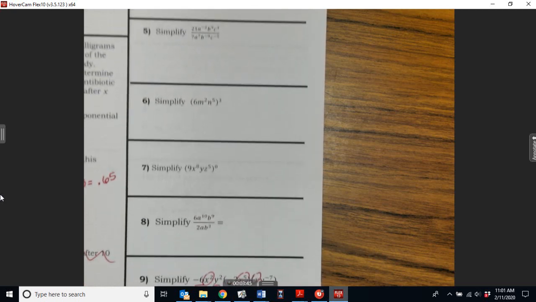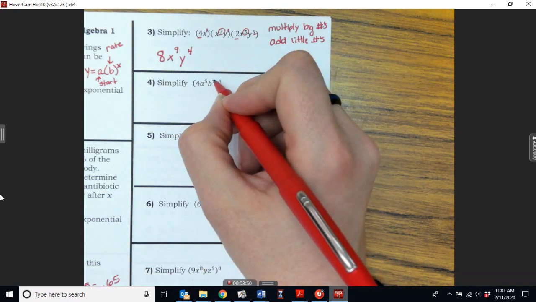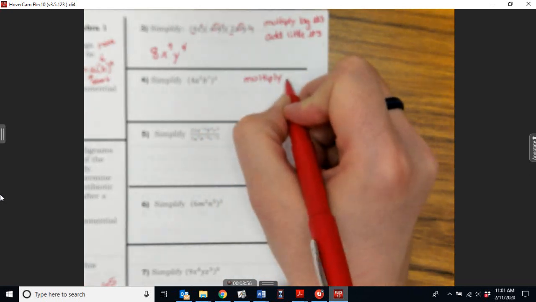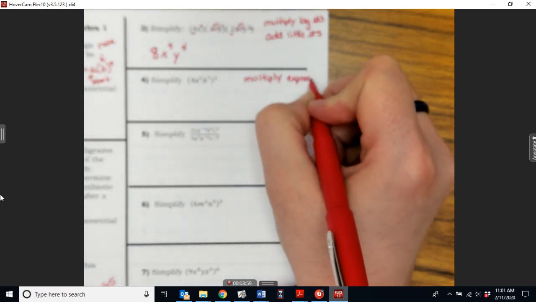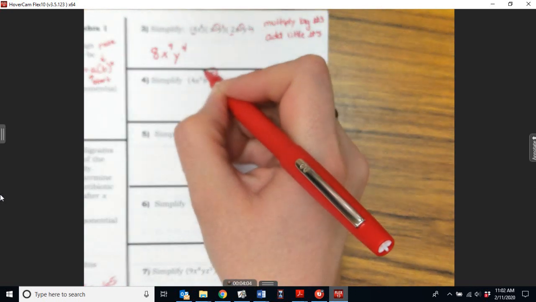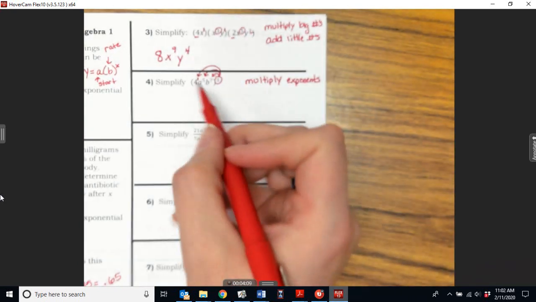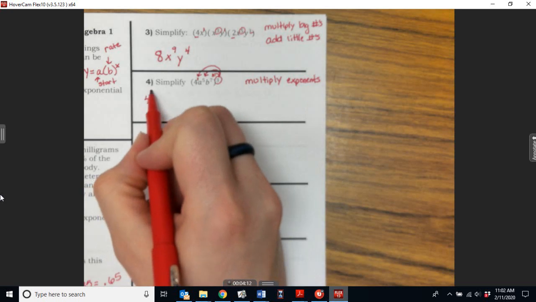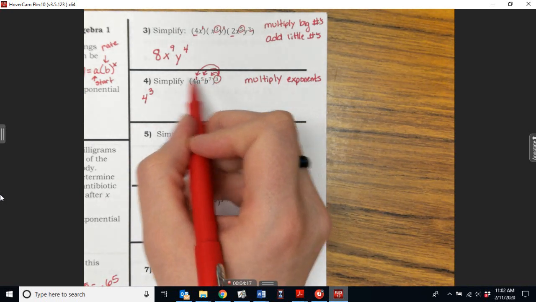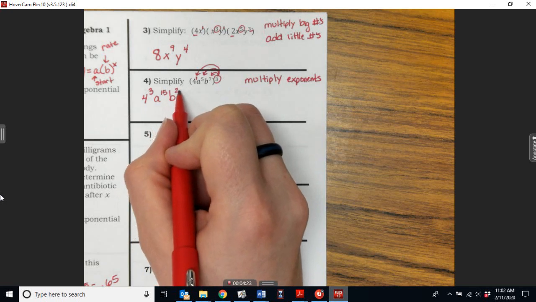To go back up here, number 4. Number 4, I have an exponent on the outside of parentheses, which means I am multiplying exponents. So if I multiply exponents, I take this 3 times 7, 3 times 5, and 3 times an invisible 1, which I'm going to write in. So 1 times 3 is 3, so I have 4 to the 3rd power. And then I have 5 times 3, which is 15. And then 7 times 3, which is 21.